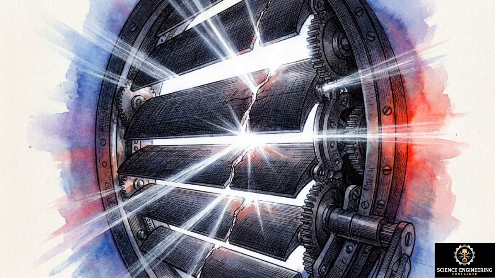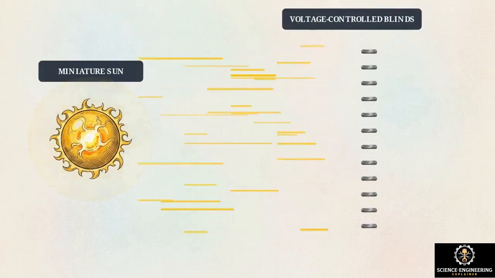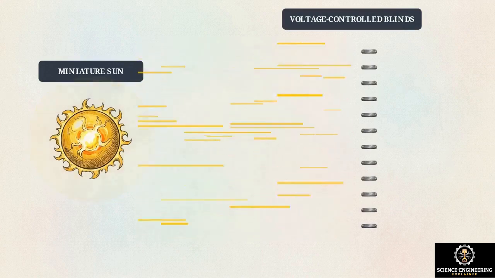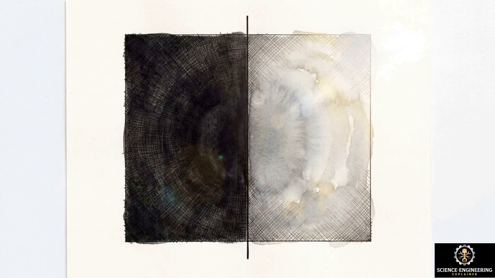An LCD is an exercise in restriction. It relies on millions of tiny, voltage-controlled blinds constantly fighting to hold back a miniature sun. Because that backlight is always firing, the optical blinds can never block it perfectly. Some light always leaks through, turning what should be pitch black into a glowing, washed-out gray.